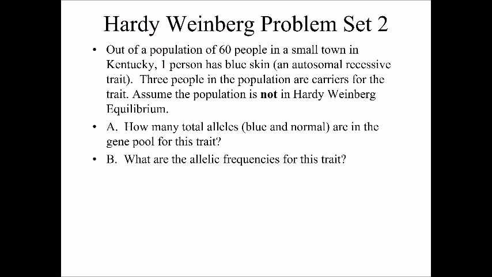All right, so here's a slightly different kind of problem. Out of a population of 60 people in a small town in Kentucky, one person has blue skin, an autosomal recessive trait. By the way, this is a real thing. 3 people in the population are carriers for the trait. Assume the population is not in Hardy-Weinberg equilibrium. That's key. That means you can't use the Hardy-Weinberg equations. We're going to have to count alleles to work a problem like this.